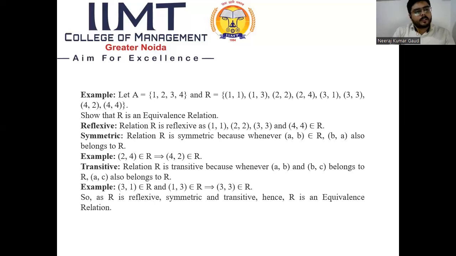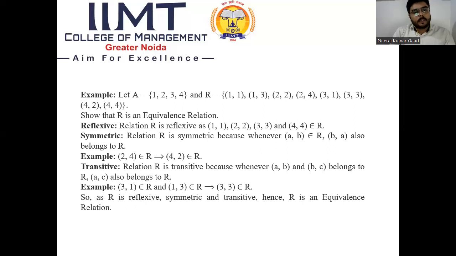Pick another example. Let A consist of 1, 2, 3, 4, and R be a relation we define as {(1,1), (1,3), (2,2), (2,4), (3,1), (3,3), (4,2), (4,1)}. We're going to show that R is an equivalence relation. So first we are going to show R is reflexive. The relation R is reflexive as (1,1), (2,2), (3,3), and (4,4) belong to R.